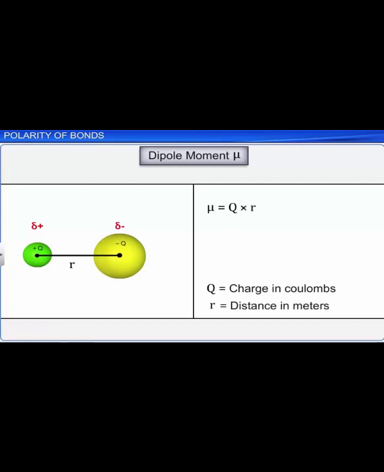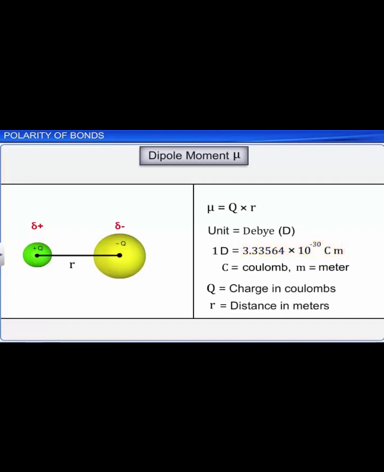Dipole moment is a vector quantity, which means it has both magnitude and direction. The unit for dipole moment is called debye and is denoted by D. 1 D is equal to 3.33564 times 10 to the power minus 30 coulomb meter. Dipole moment indicates the degree of polarity in a molecule.